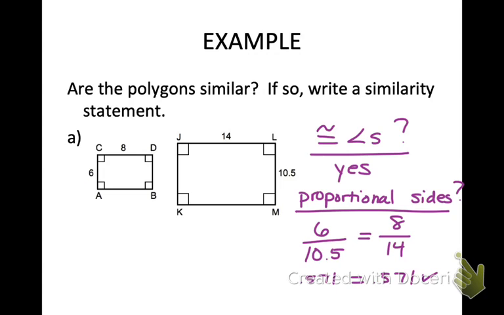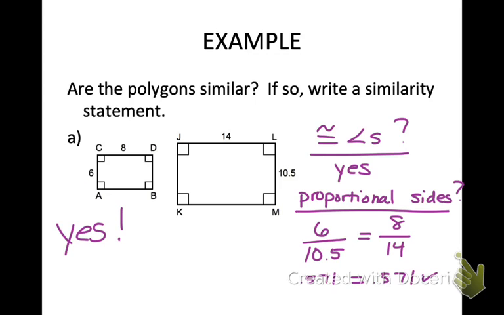Okay. Me personally, I do it this way, just in case if you have 3 sides, then you're not doing 3 different cross products. You can just do 3 divisions and make sure all the decimals are the same. So because I have congruent angles and because I have proportional sides, I'm going to say yes, my shapes are similar.